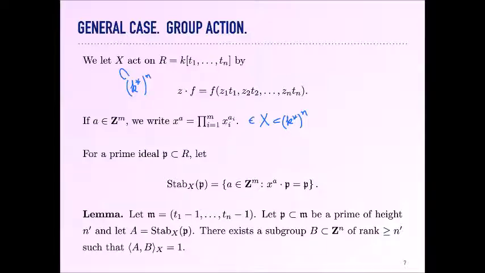Okay. So here's a key lemma. Look at the maximal ideal of R that corresponds to the point 1, 1, 1, 1, 1. Suppose I have a prime P of height n prime, and let A be the stabilizer in X of P. So this is some subgroup of Z to the m.